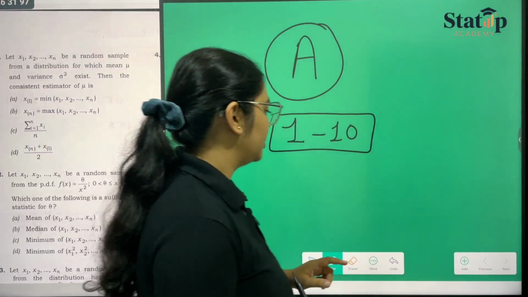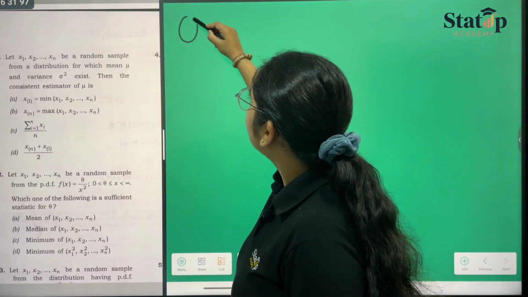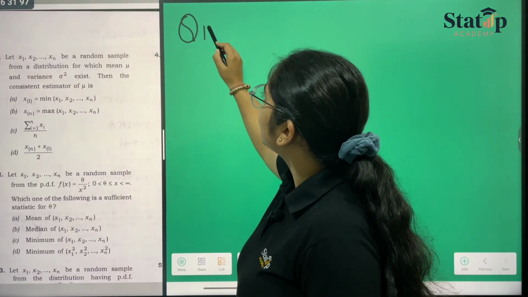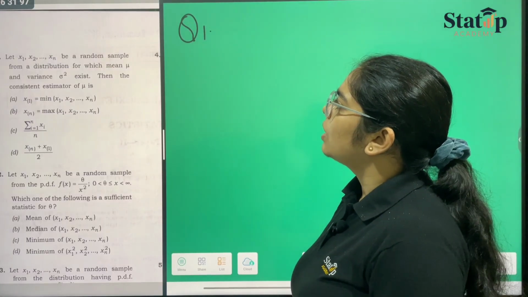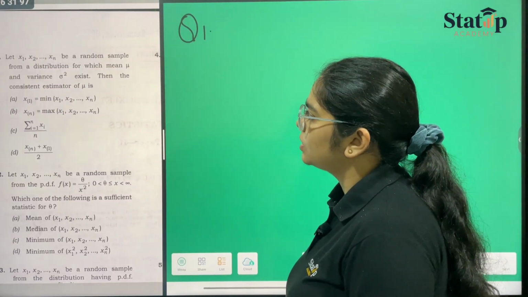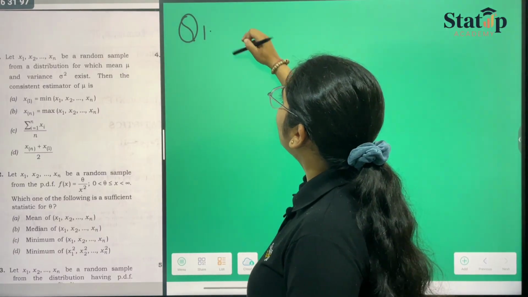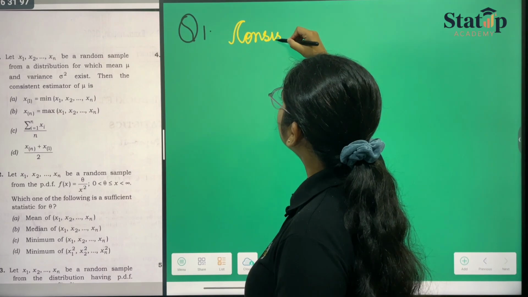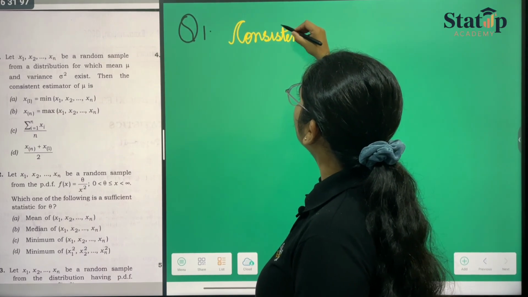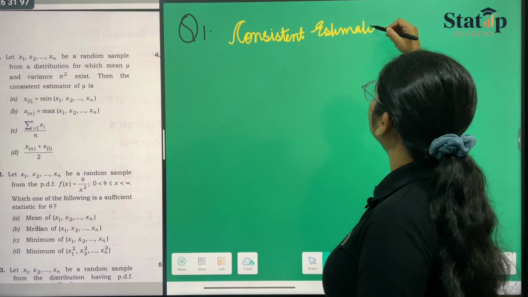I hope that it is clearly visible to all of you. The first question states that let x1, x2, ..., xn be a random sample from a distribution for which mean is equal to mu and variance sigma square exists. Then the consistent estimator for mu is. For any consistent estimator, we use weak law of large numbers.